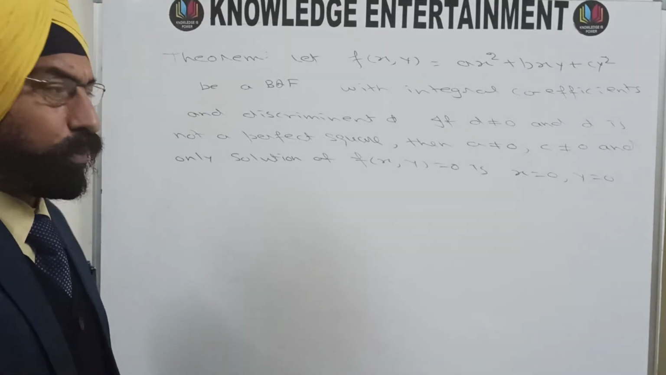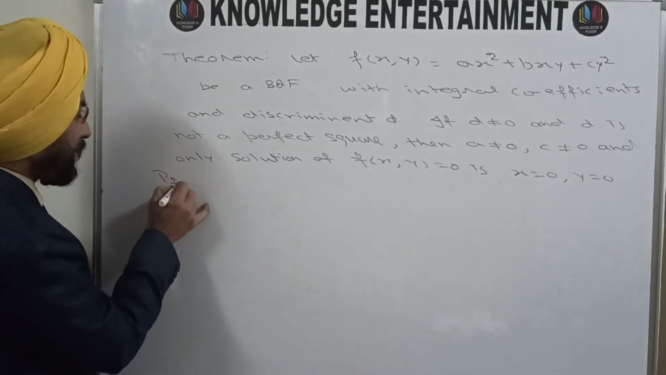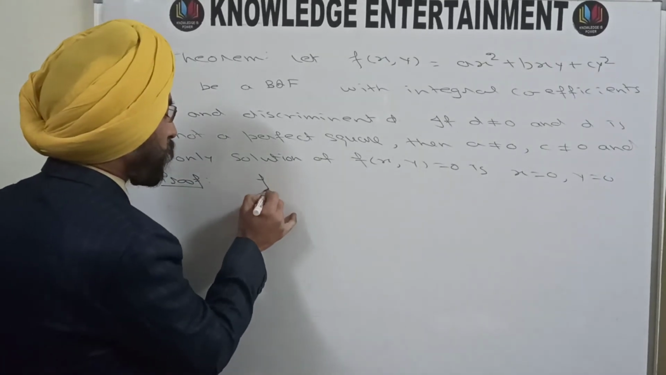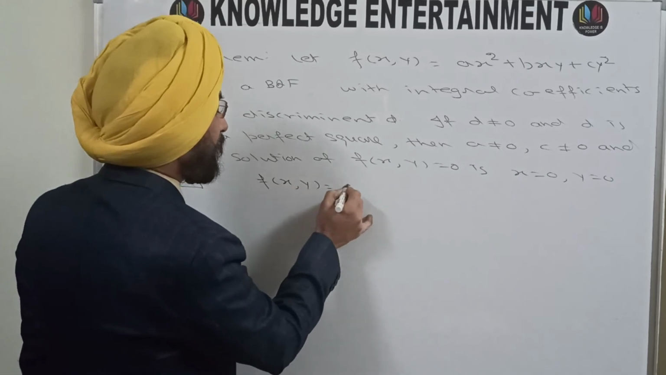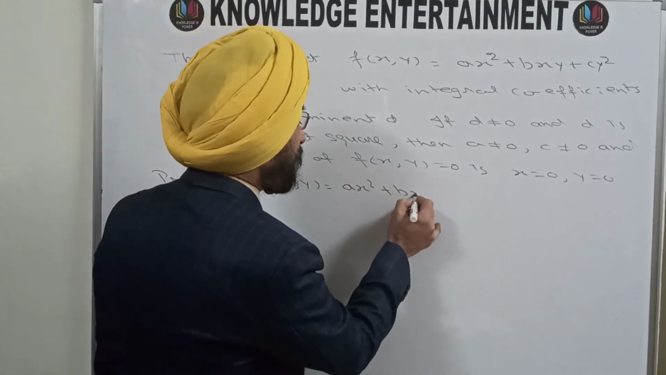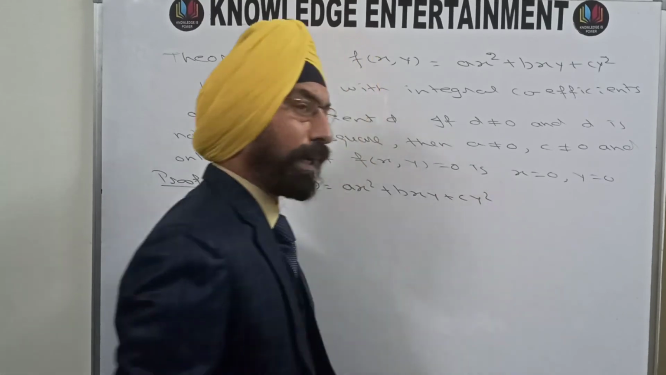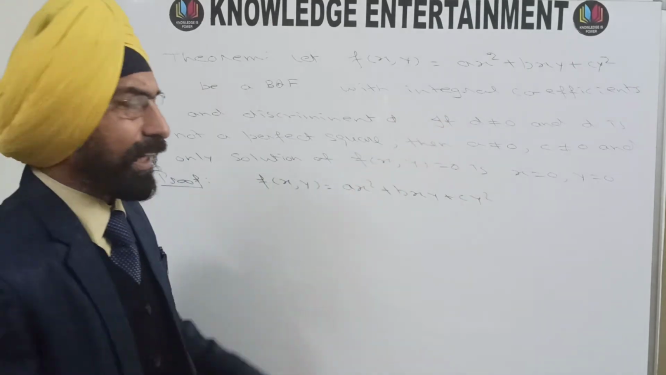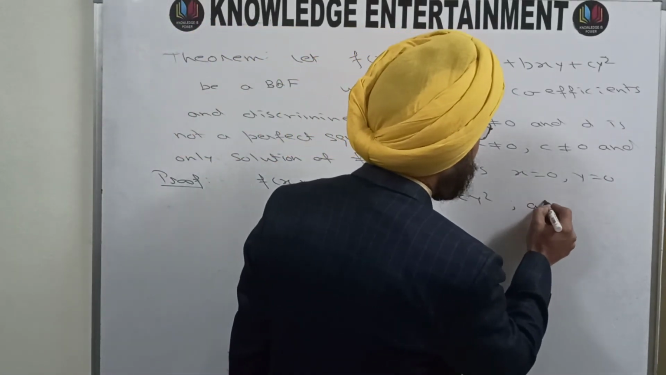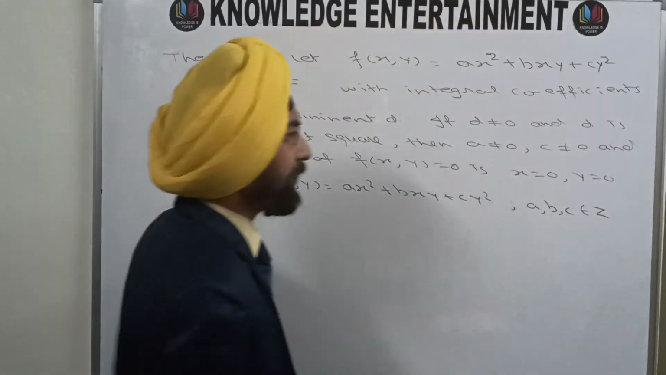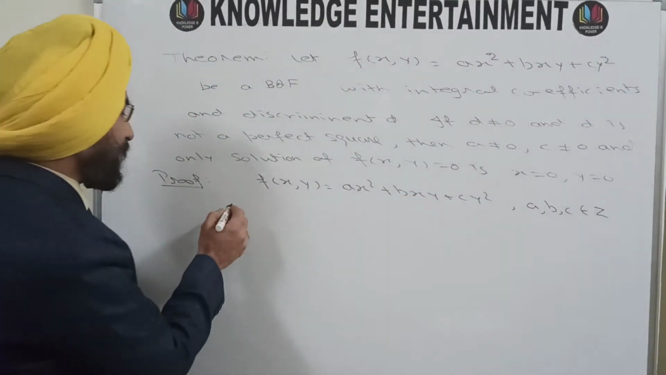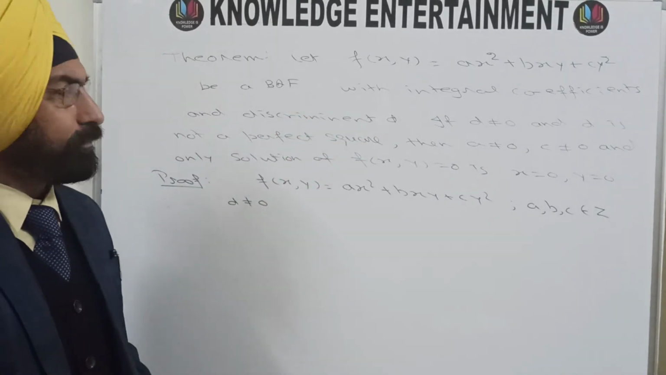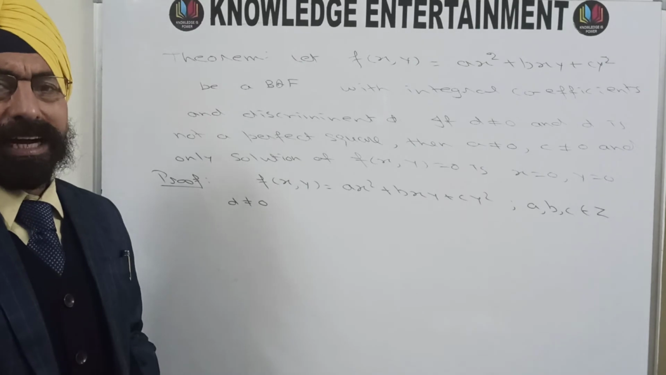So let us move on to the proof of this theorem. See what you are given and what we are to prove. We are given the binary quadratic form f(x,y) = ax² + bxy + cy². Also, it is given that the coefficients are integers, that means a, b, c are all integers. Another thing given is that d is not 0 and d is not a perfect square. And now we have to prove that a and c are not 0.